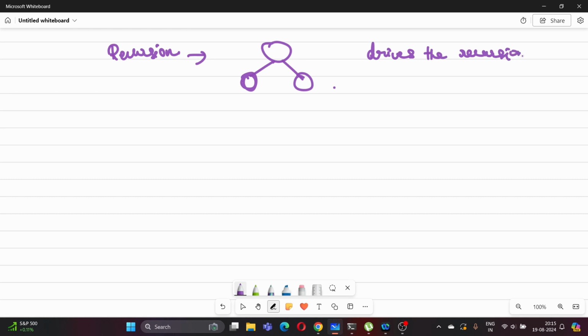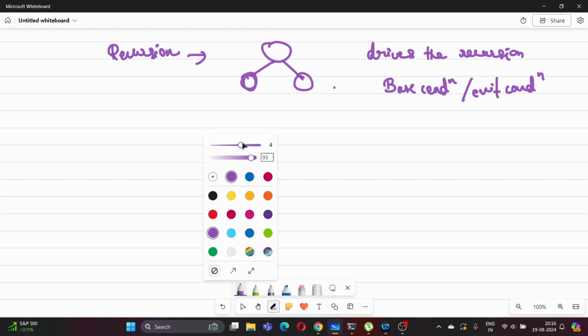There has to be something that would drive the function to a point where it could reach the base condition, or you can say exit condition. So these are the basic things which we use for recursion, right? There is a detailed video on top of this. If you want to see, you can check it out. I think that would be very helpful.